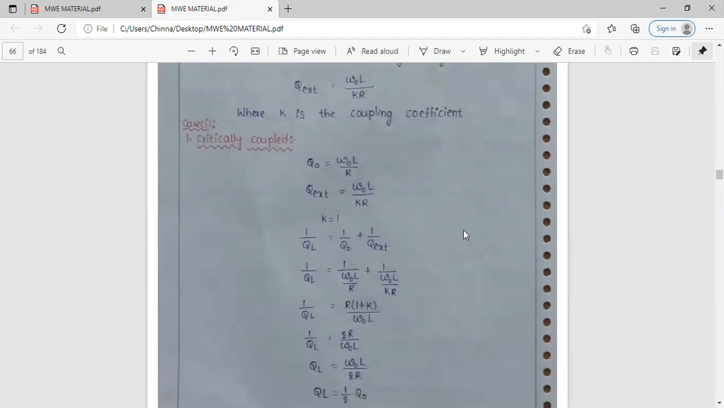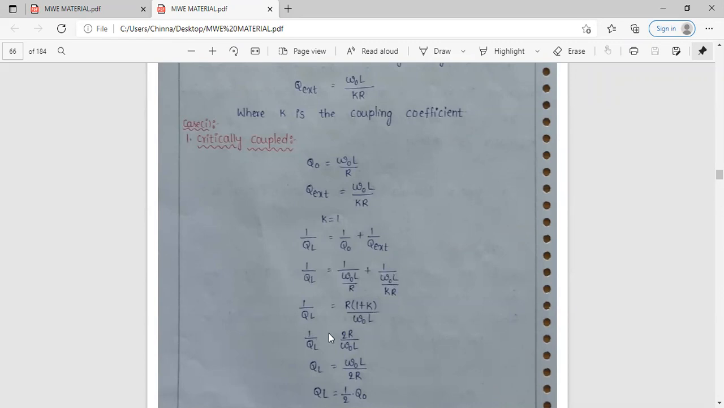So coming to the critical coupled, Q naught is equal to W naught into L by R. Q external is equal to W naught into L by KR. So K is equal to 1. If we assume K is equal to 1, then we can obtain 1 by QL is equal to 1 by Q naught plus 1 by Q external. So that is the basic formula. So here 1 by QL is equal to 1 by (W naught L by R) plus 1 by (W naught into L by KR). R is common, so it is (1 plus K) by omega naught into L అనేది వస్తుంది.